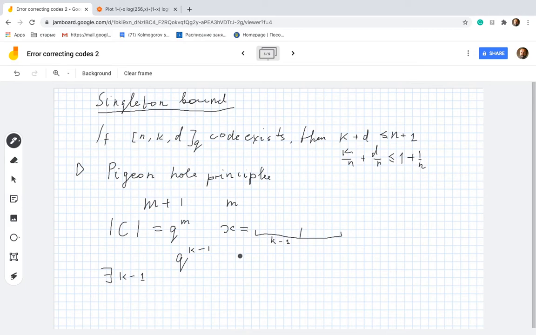I'm sorry. Maybe I've chosen the length of the prefix in the wrong way. That's the mistake. The number of code words is not q to the m, it is q to the k, of course.